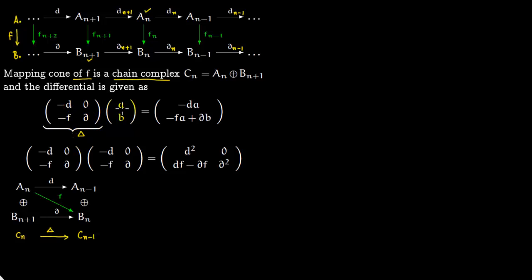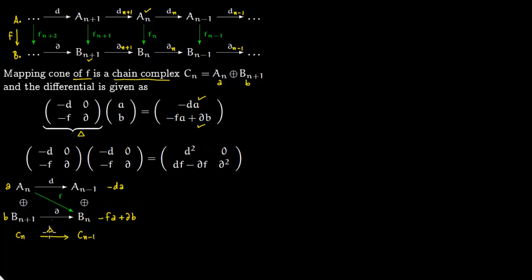This delta acts on A and B. A is here and B is here. So the differential is given like this. You have minus dA here, and then you multiply this with B, you get minus FA plus delta B. So this is our differential map acting on AB. You apply your boundary map which consists of d, F and delta arranged in this manner, and you land up like this. You get minus dA here and you get minus FA plus delta B in the second part here.